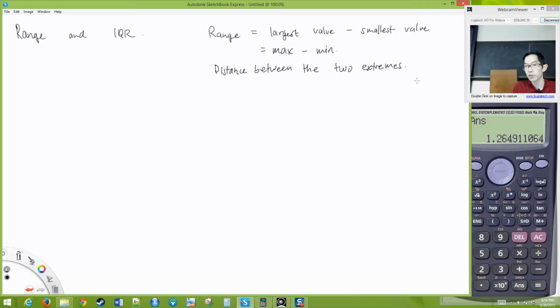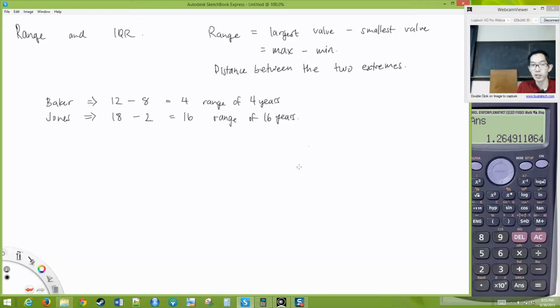Okay, so for the Baker family, the oldest kid was 12, and the youngest kid was 8, which gives us a range of 4 years. For the Jones family, the oldest kid was 18, and the youngest kid was 2. So that gives us a range of 16. And that's range.